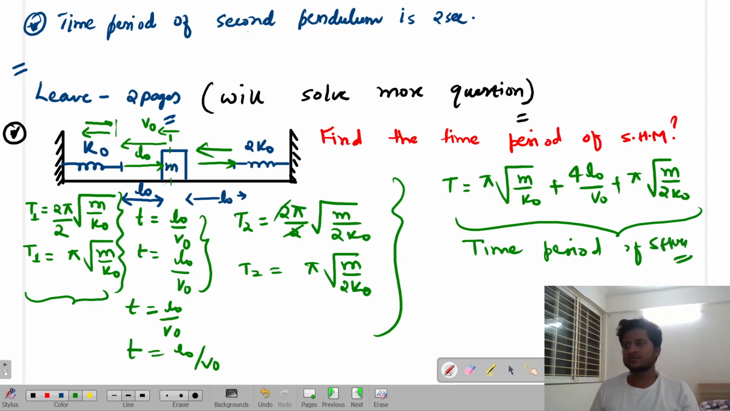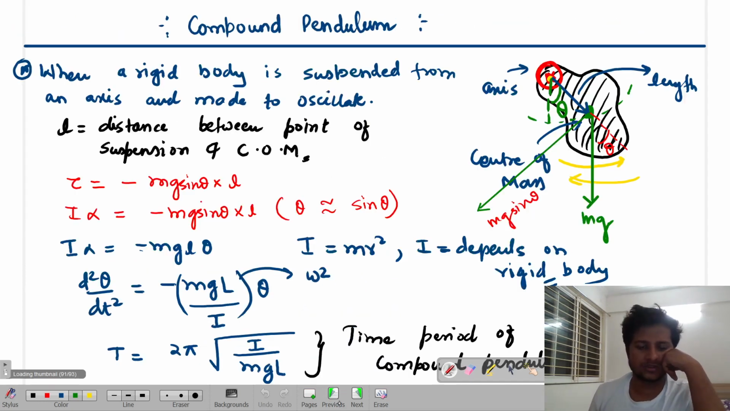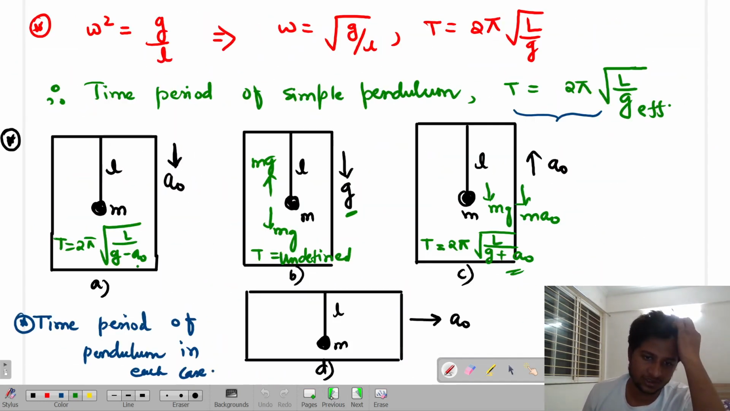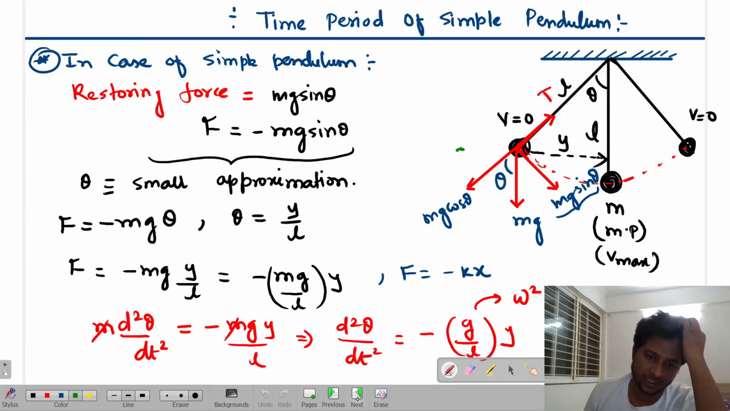Is that clear? There is a reason without SHM, and then there is a reason with the SHM. Okay, got it? So you have to see what is actually there. You have to not always pick up directly and put the things. You have to see the things and then you have to tell about the answers. Okay?